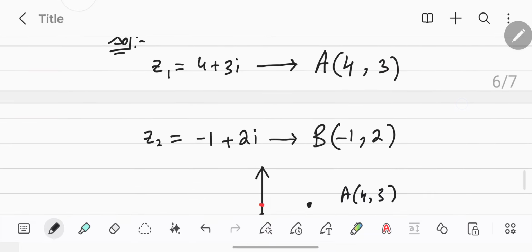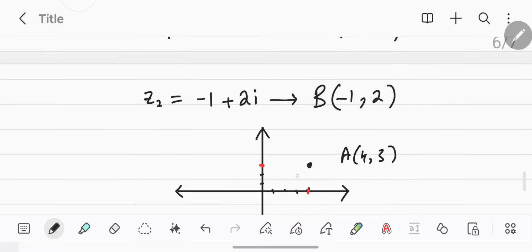And now we will draw this point B. Point B is minus 1, 2. Minus 1 means the first component is along the x-axis. So I have to mark minus 1 along this horizontal line. But since it is minus, I will go this way. If it was plus, I would have gone this way, but now I will go this way. So this way, minus 1. Minus 1 is here, right? Just here.